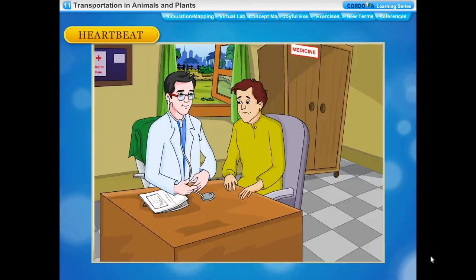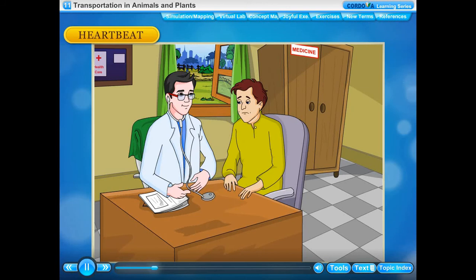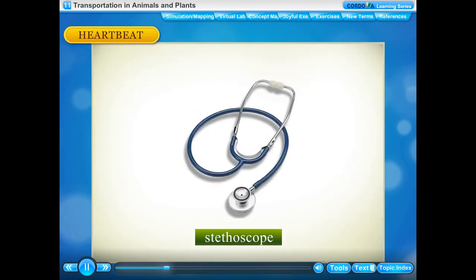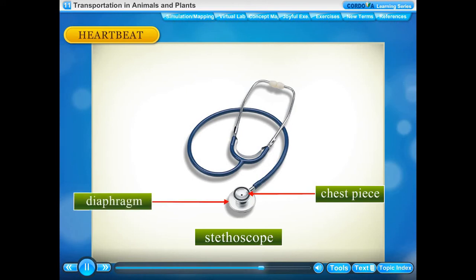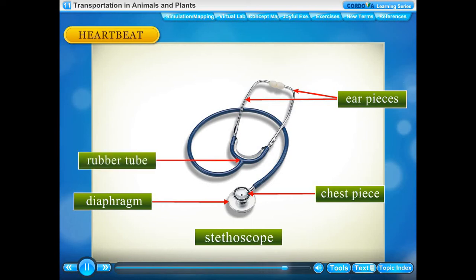Heartbeat. A doctor uses the stethoscope to listen to our heartbeats. The stethoscope amplifies, makes louder, the sound of heartbeats so that the doctor can hear the heartbeats clearly. A stethoscope consists of 3 parts: a chest piece that carries a sensitive diaphragm at its bottom, 2 earpieces, and a rubber tube which joins the chest piece to the earpieces.